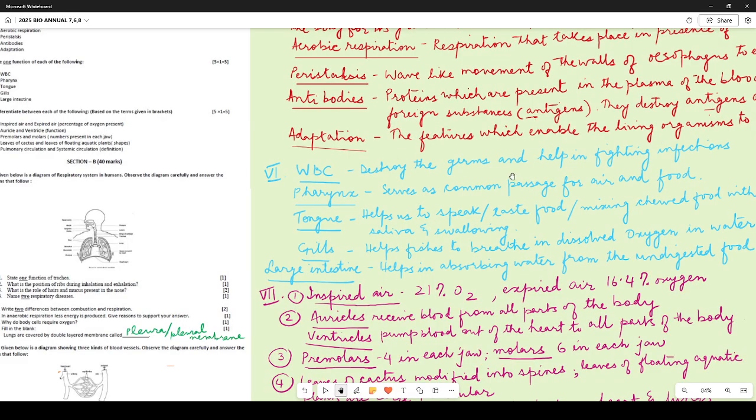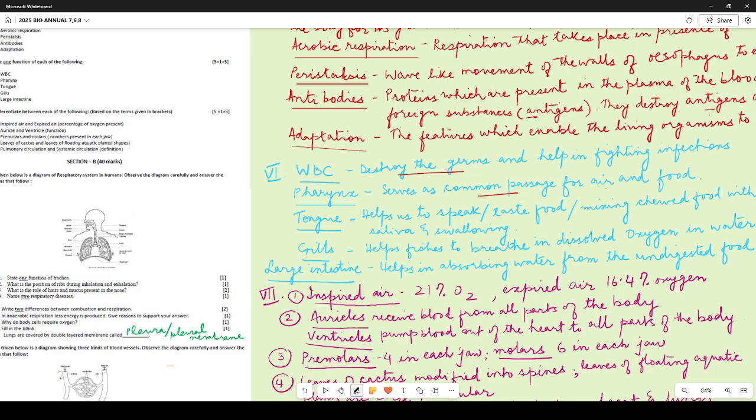It destroys the germs and helps in fighting infections. ये तो हमारे soldiers ही होते हैं ना, so they destroy the germs. Pharynx. It serves as the common passage both for air and for food. Tongue. You can write any of these functions.